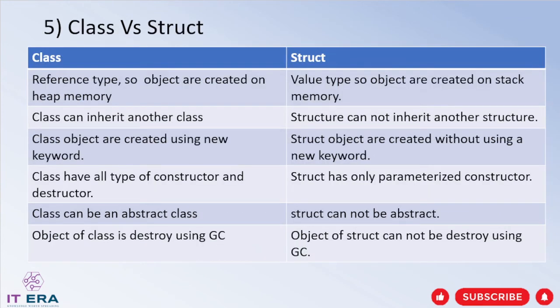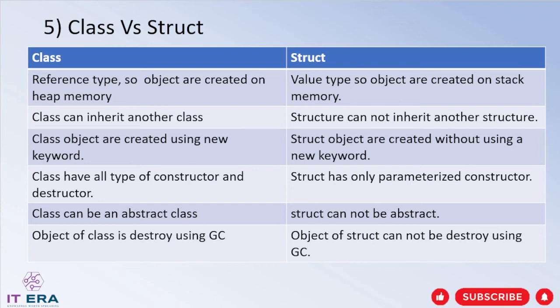Class versus struct. Here I have listed all possible differences, but in an interview, you should pick only 4 or 5 of them. Don't go for explaining each of them. Okay, then let's see the differences. Class is a reference data type, so objects are created on heap memory, whereas struct is a value data type, so objects are created on stack memory.